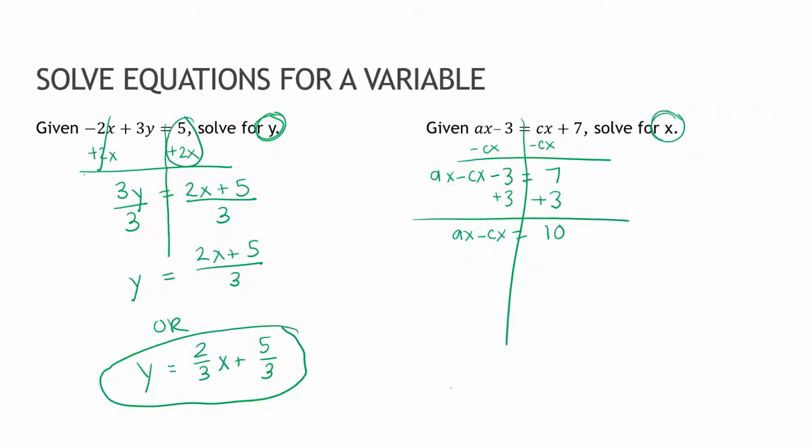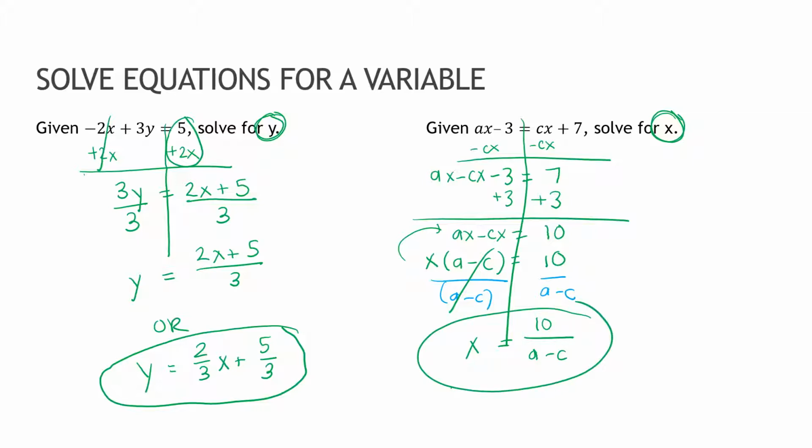And now is where the magic happens because I'm trying to get x by itself. So notice that each of these has an x. So I'm actually going to take an x out of both, kind of like a greatest common factor. Not kind of like it, it is a greatest common factor. And notice if I were to distribute the x, I'd end up back up here again, which is the point. But the purpose of that is that now I can take each side and divide it by a minus c, because what do I have left? I have x on the left side all by itself, and on the right side I have 10 over a minus c, and that is my solution.